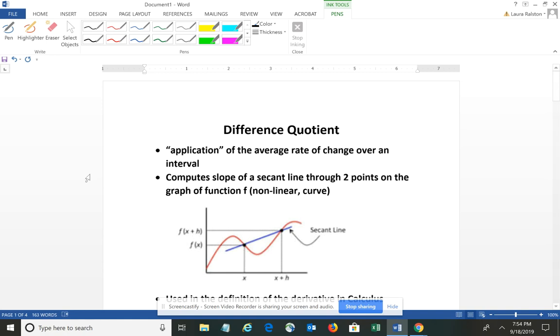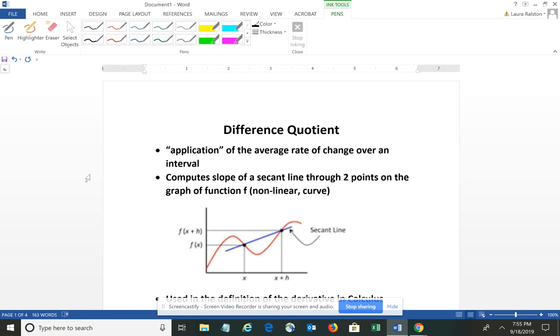In this video, I want to try to give you a little bit more information about the difference quotient and hopefully make a connection between something that you already know and also give you some insight into why it's important. The difference quotient is in, I believe, lesson 9, and it's really kind of like an application of the average rate of change over an interval.